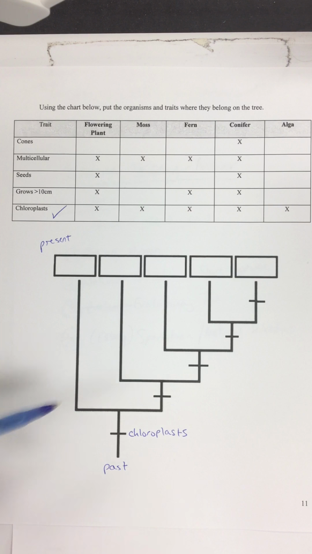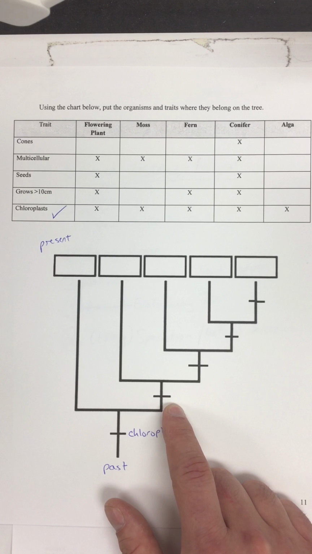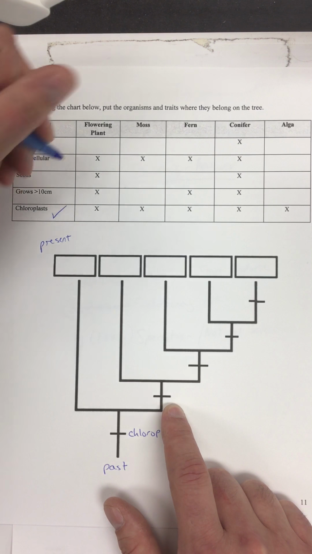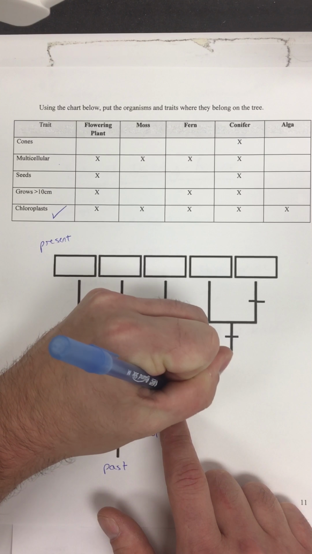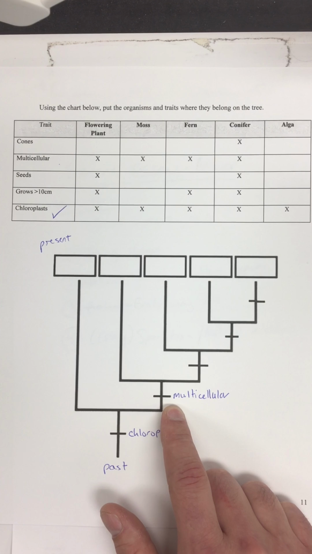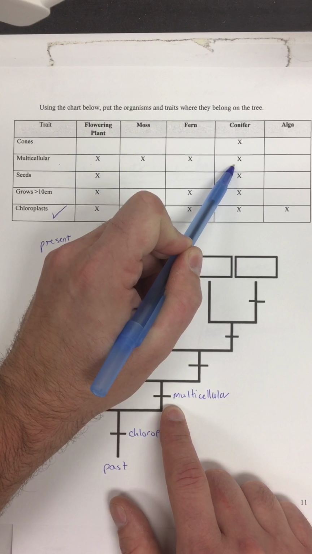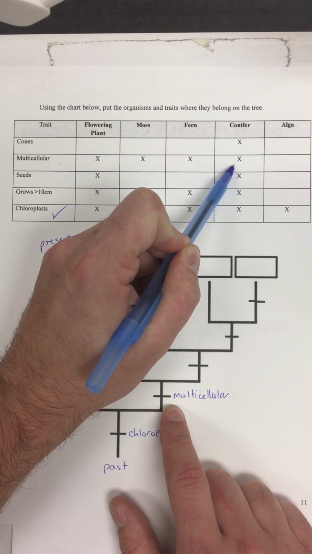Okay, now what I suggest you do then is you work your way up. So what trait is going to go here, and why is it going to go there? Multicellular, yes. Multicellular is going to go there. And why does it go there? Because it's the next most common trait. It's the next most common trait. 1, 2, 3, 4 of the species has that trait.